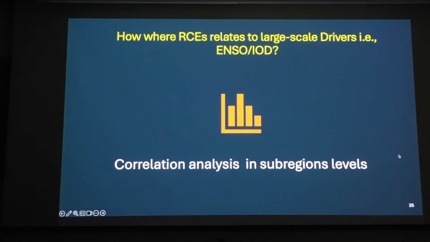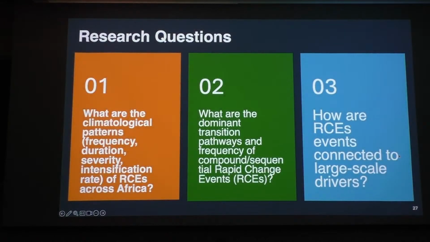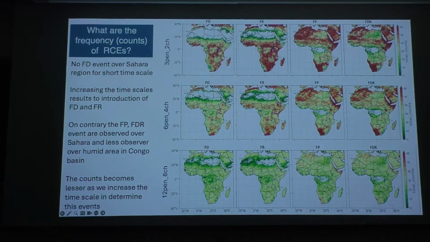For large-scale drivers, to show the relationship, we use correlation with different subregions, at the 7 subregion level. Now I'm going to talk about the results. Let's start with the first question, where we want to see the climatology. This is the first result. I can say this is the frequency, or the count.